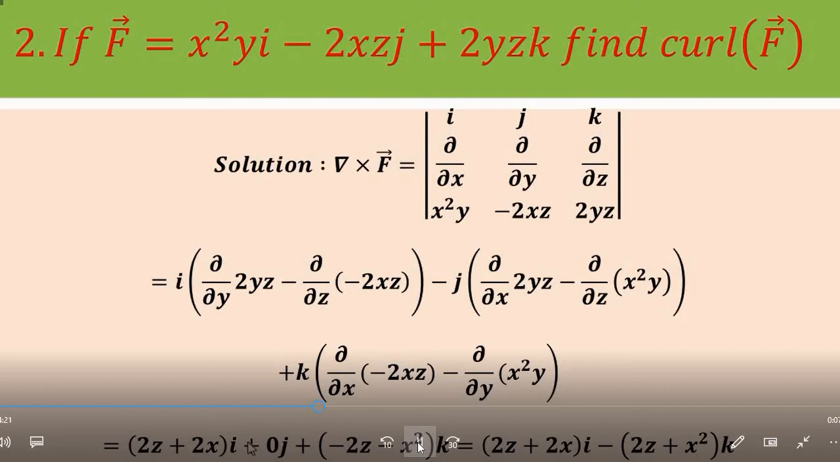After simplifying this, we get (2z plus 2x) into i plus 0 j, because the derivative of 2yz with respect to x is 0 and the derivative of x²y with respect to z is 0. So the coefficient of j becomes 0. Then the derivative of minus 2xz with respect to x is minus 2z, minus the derivative of x²y with respect to y, which is minus x². Now after simplifying this, we get (2z plus 2x) into i minus (2z plus x²) into k. So this is the curl of the given vector F.